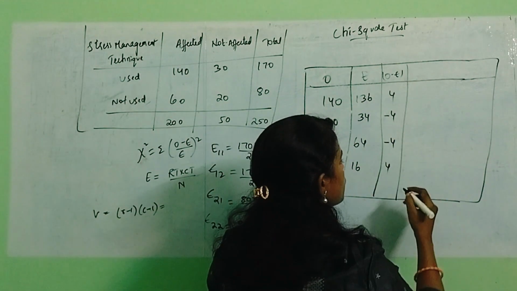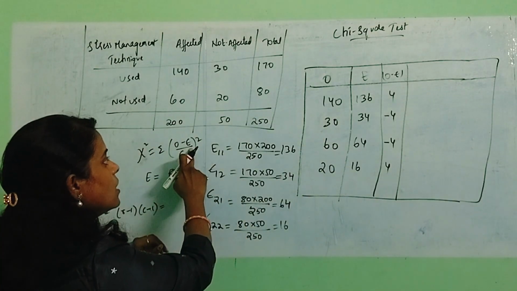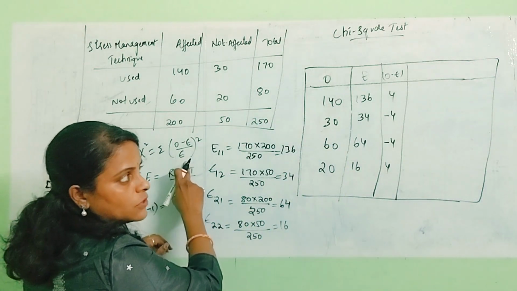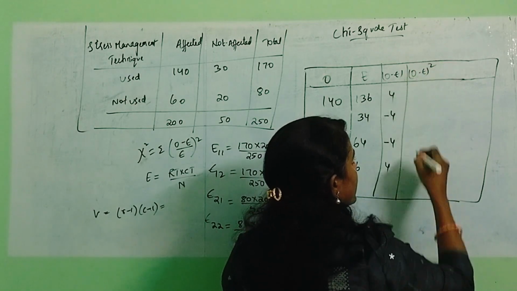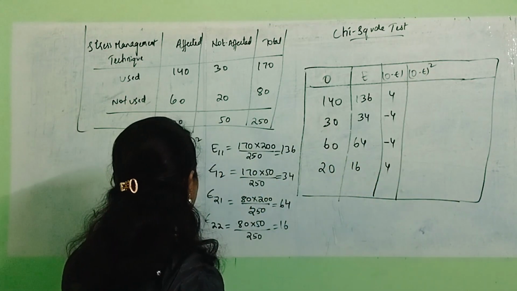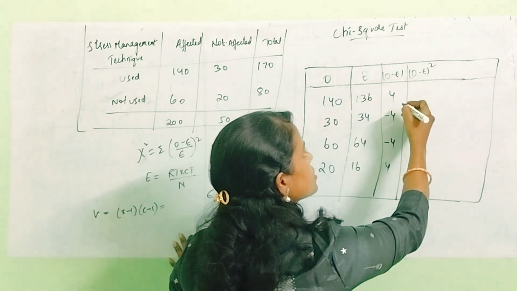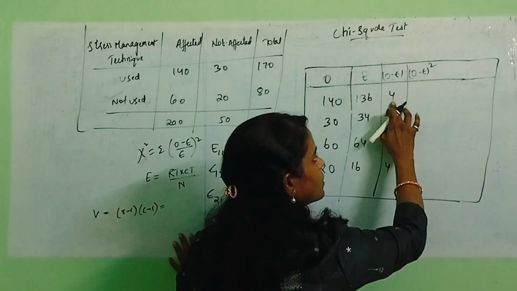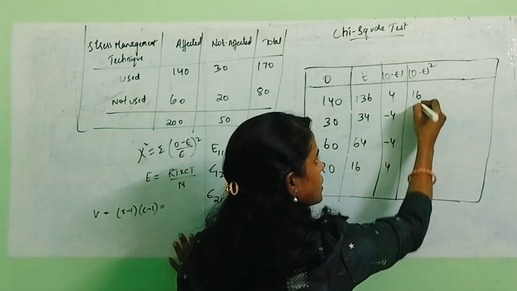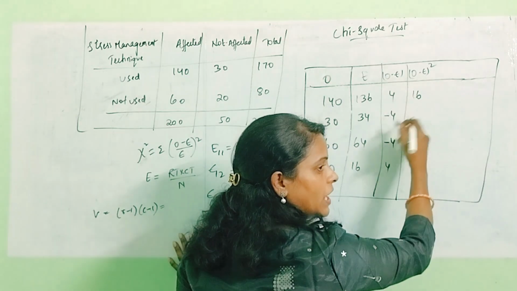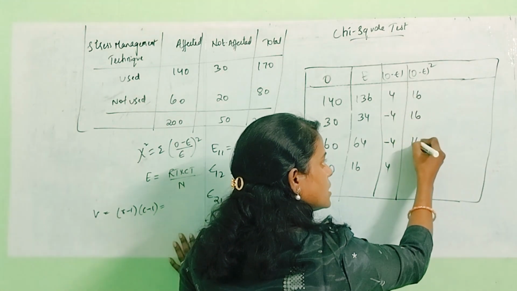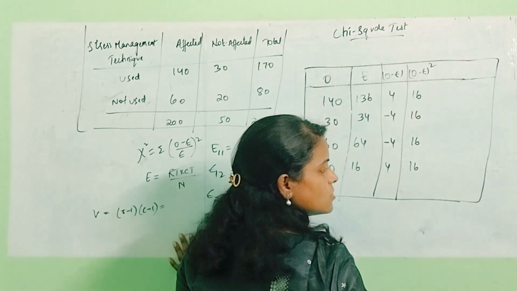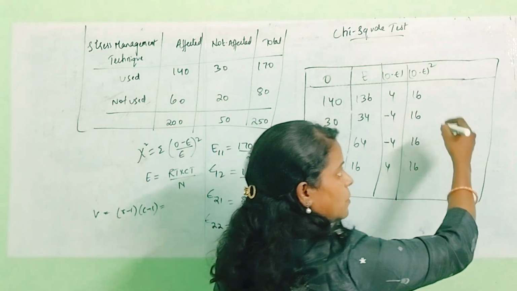Then what we have to find out is O minus E whole square by E. We have to find O minus E whole square first, then divide it by E. So what is O minus E whole square? That is 4 square, 16, and minus 4 whole square. Minus into minus becomes plus, again 16. So this is the value of O minus E square.